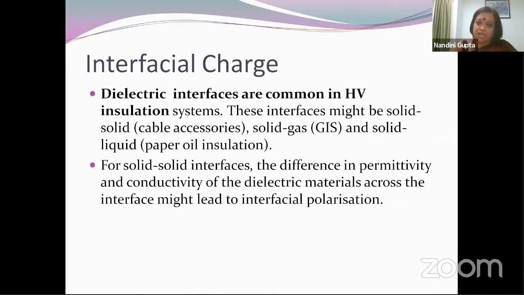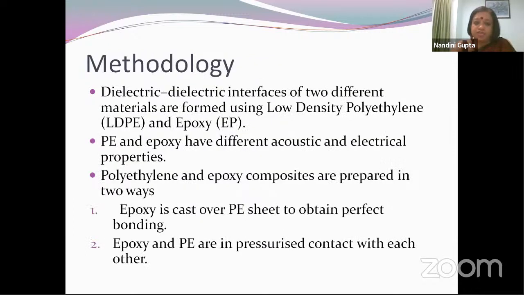This is called interfacial charge, and interfacial charge will modify the electric field that you see. It will also modify the transport mechanisms. Now, dielectric interfaces are very common in high voltage insulation systems. Some examples of very common interfaces are solid-solid in cable accessories, solid-gas in GIS, or solid-liquid in paper-oil insulation. Right now, I'm just talking about solid-solid interfaces, where the difference in permittivity and conductivity of the different materials across the interface leads to interfacial polarization.